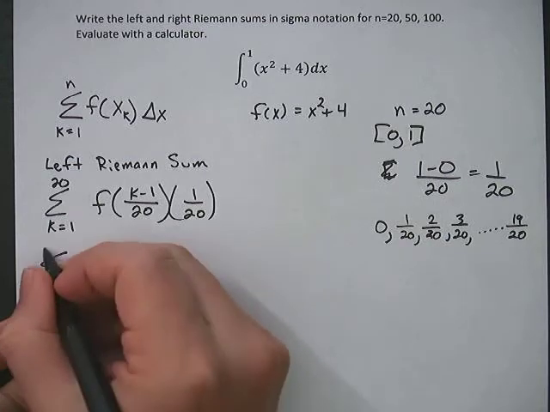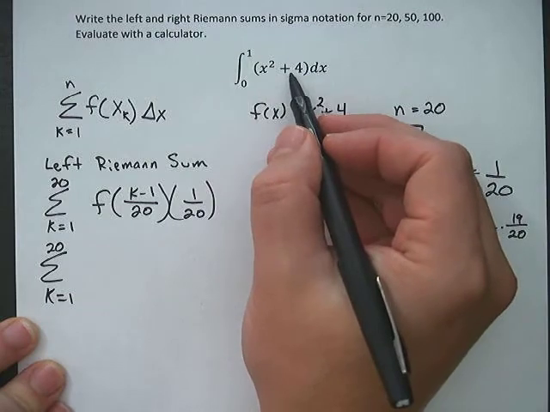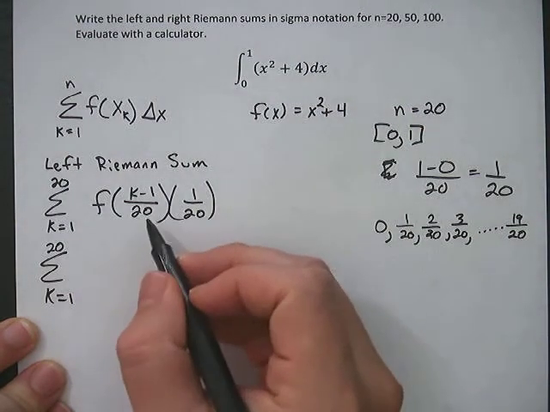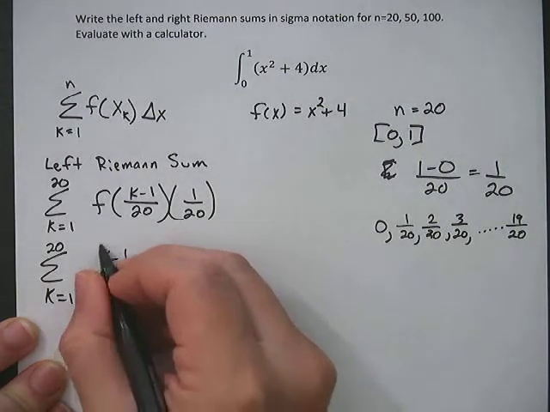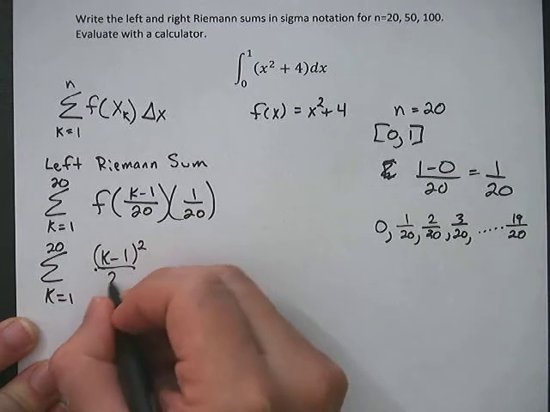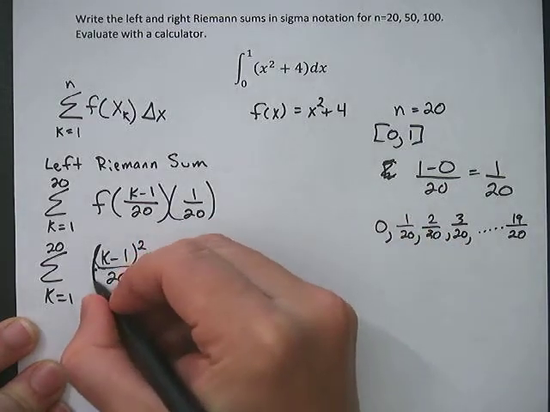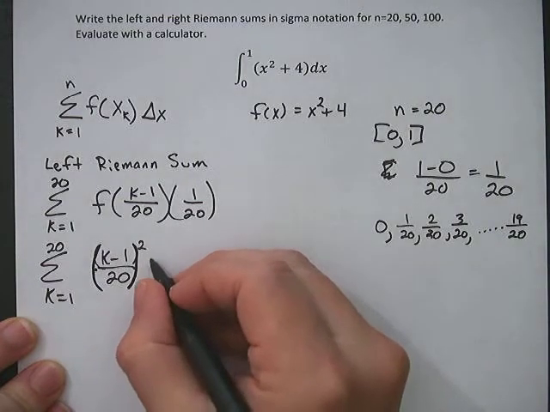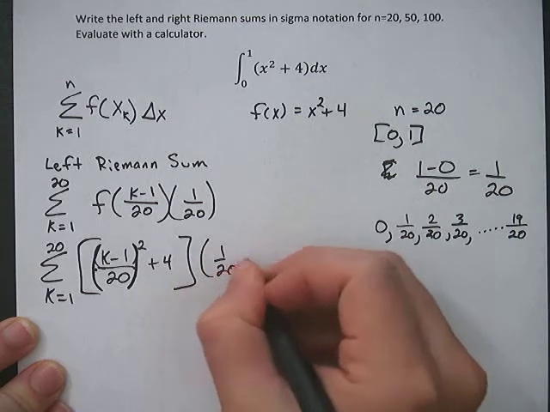So watch when I plug this into the function. k equals 1 to 20. I'll plug this in, and remember x squared plus 4 is our function, so this only goes in place of the x. So it will be k minus 1 over 20, and the 20 is going to get squared too. So k minus 1 over 20 squared, plus 4, and then times 1 over 20.